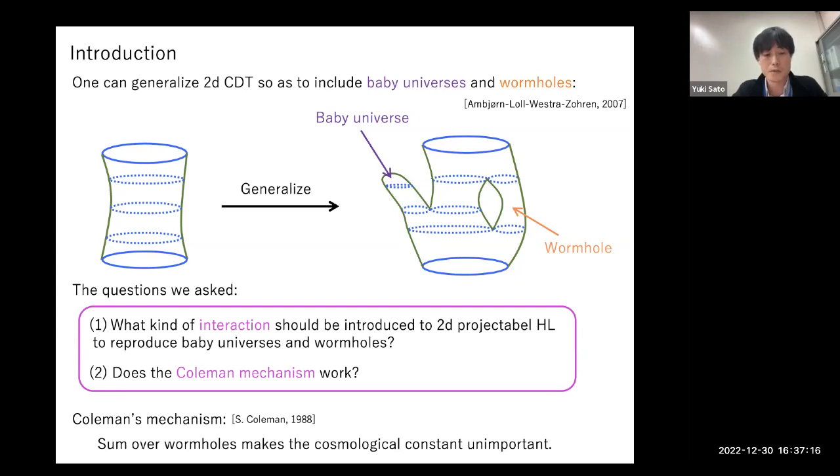So this is the one question. And another one is: does the Coleman mechanism work in this setup? The Coleman mechanism was first introduced by Sidney Coleman in 1988, saying that in a given model of quantum gravity, if you sum up all possible wormhole configurations, then the cosmological constant of the model does not matter. So this is a sort of Coleman mechanism about the cosmological constant. And I wish to ask whether this Coleman mechanism works or not.